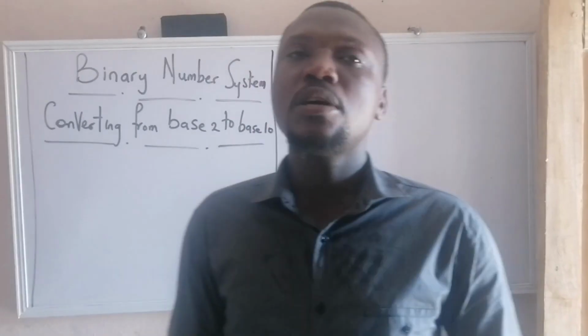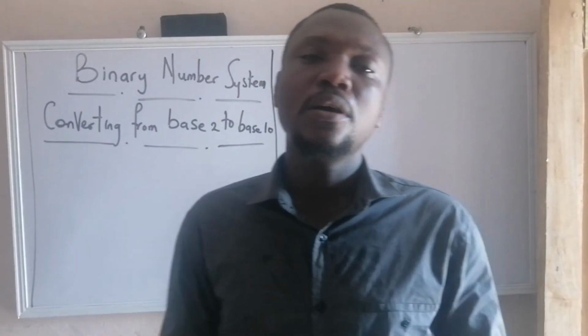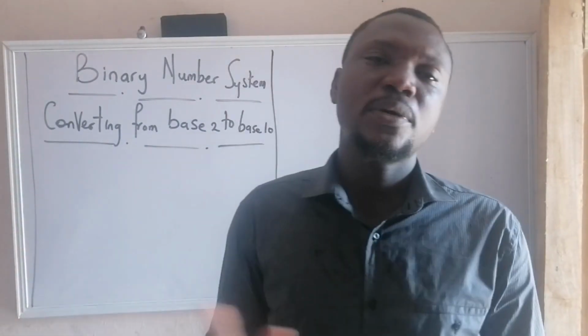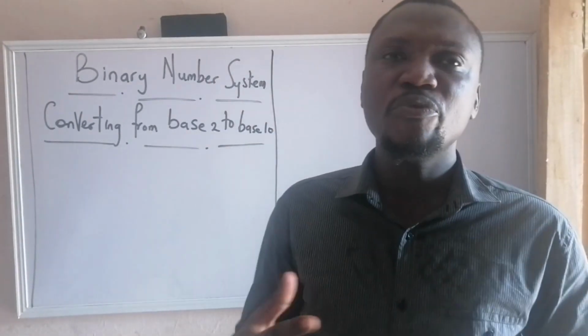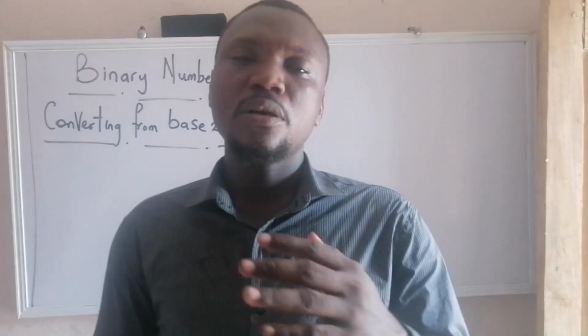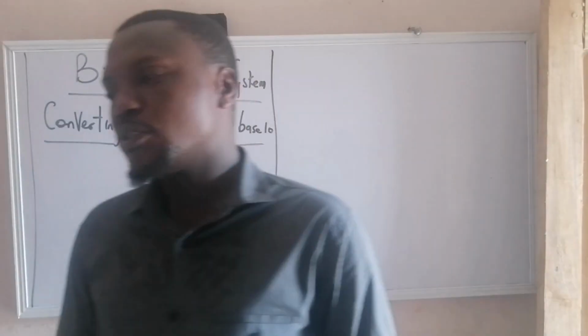In base 10, you only have the figures 0, 1, 2, 3, 4, 5, 6, 7, 8, 9. But in base 2, which is referred to as the binary system, only two numbers exist. They are what? 0 and 1. So today we'll be looking at how we can move from base 2 to another base, and how we can move from base 10 to base 2. So let's solve a couple of questions together.